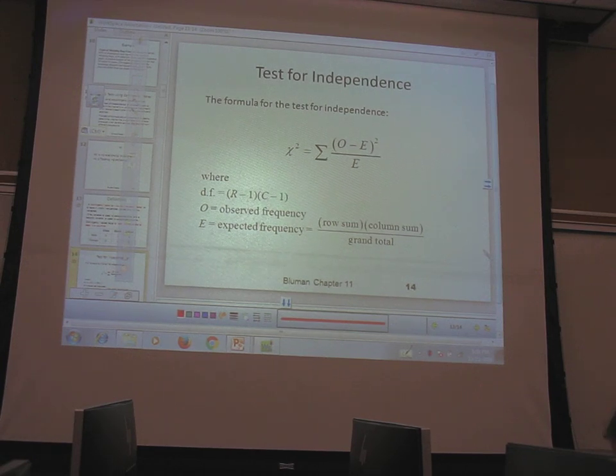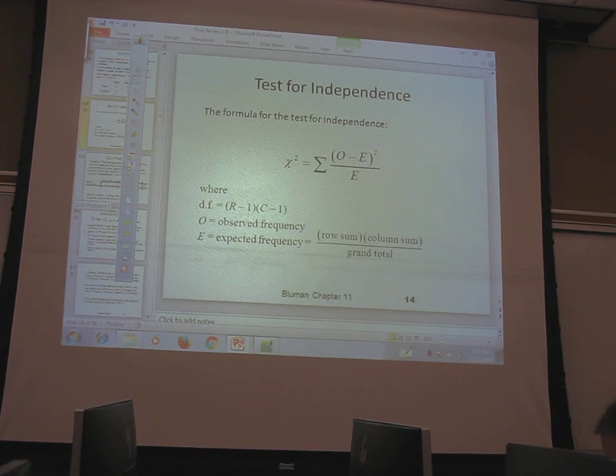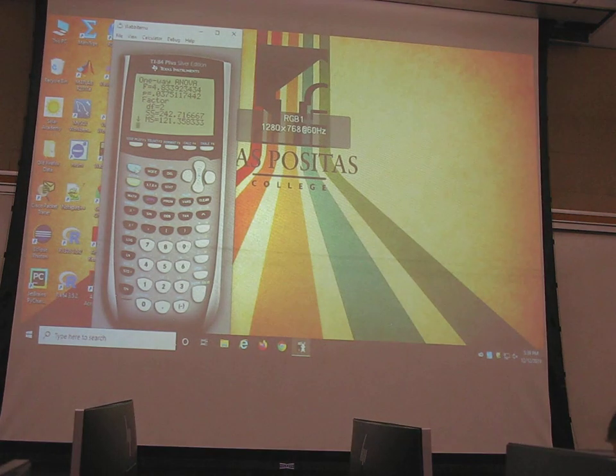Should I walk you through? You know what? I'll show you guys really briefly, really quickly, again, how to get to the matrix. So to get to the matrix, you do second, and then below that is matrix right down here.